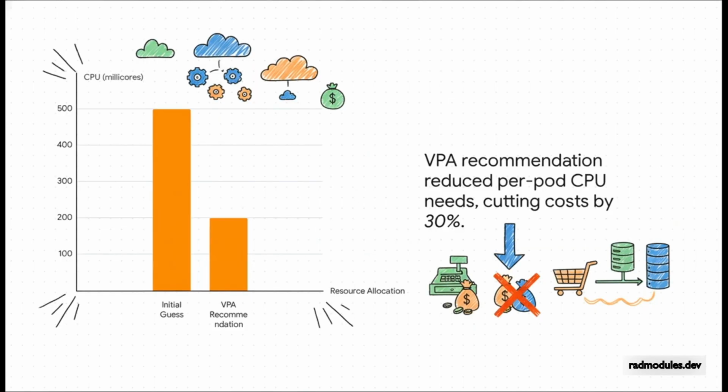And here's why that's such a big deal. In a real e-commerce example, a team originally just guessed that their pods needed about 500 millicores of CPU. But after letting the vertical pod autoscaler watch the actual usage, it recommended just 200. Making that one change cut their per pod costs by 30%. That's a huge saving, just by getting rid of waste.